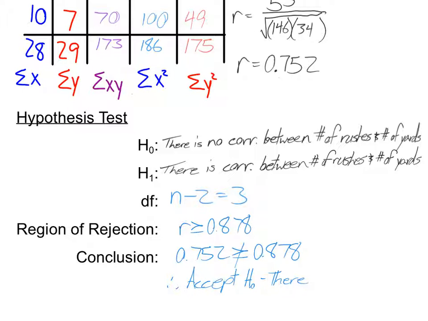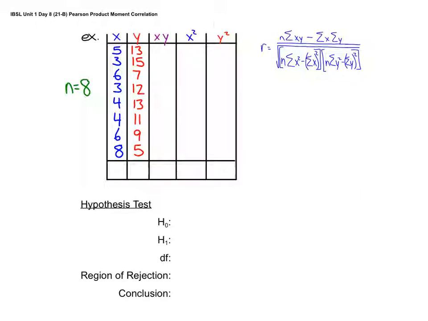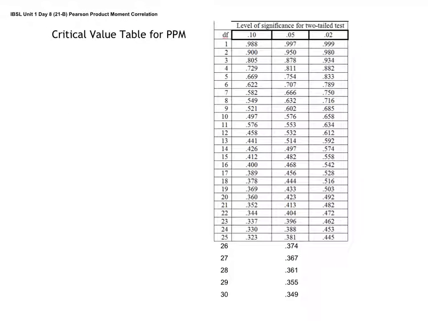Could you go back to the other slide a second? The rejection. Wait, how do we know what n is again? It's the number of values. We had 5. So here, degrees of freedom, level of significance. For 3 degrees of freedom, we need a 0.878. So yes, it is significant.